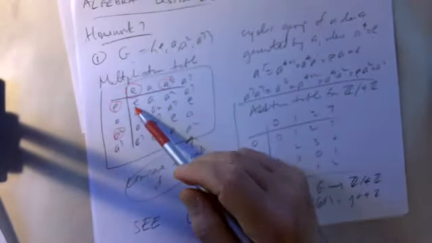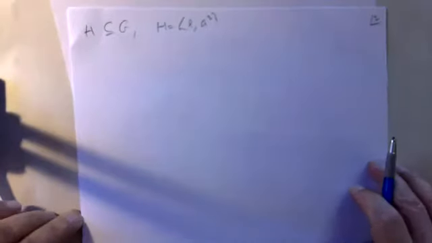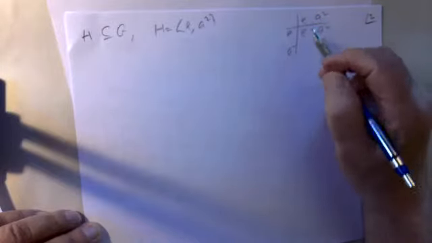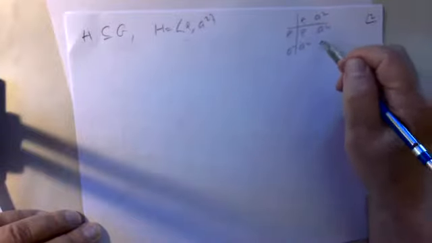Okay, well, in this group, if you look at the elements E and A squared, you see it's closed under multiplication. In fact, if we were to consider the subgroup H contained in G, H equal to the identity and A squared, what's the multiplication table for these elements? E, A squared by E, A squared. E times E is E, E times A squared is A squared. A squared times E is A squared. A squared times A squared is A to the fourth, the identity.